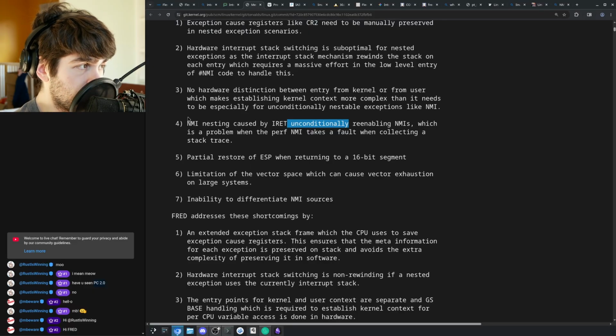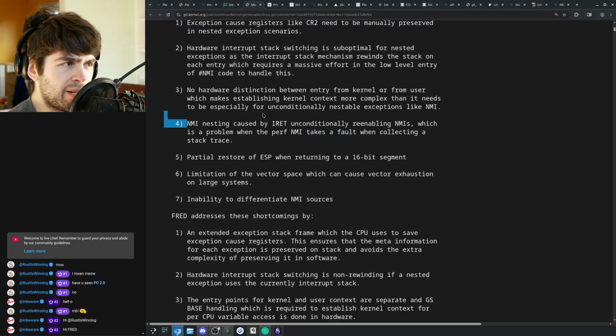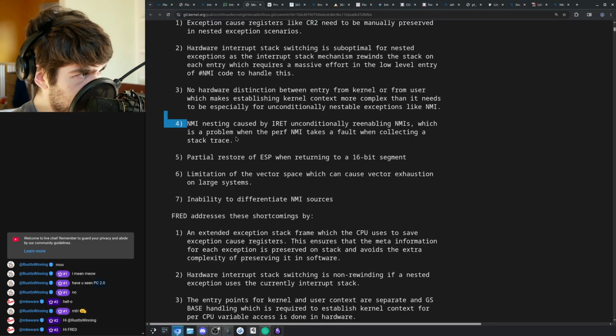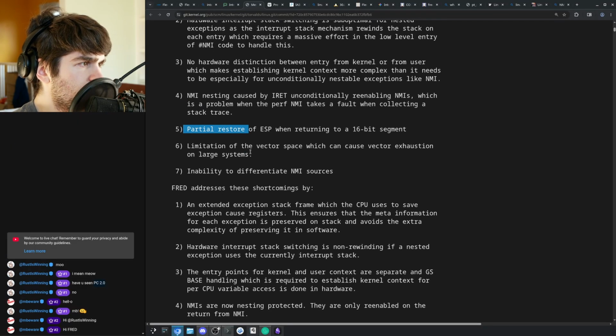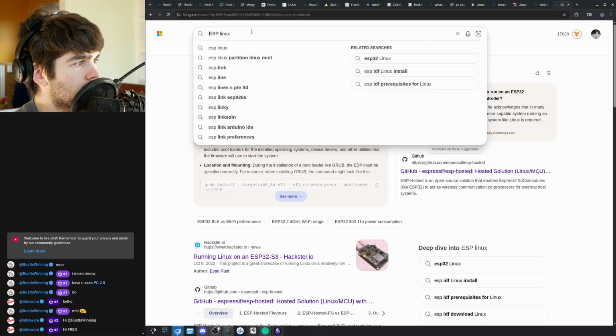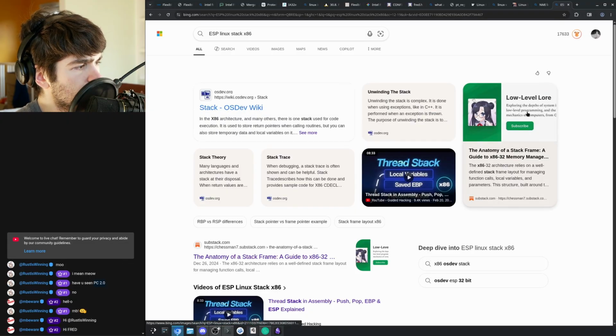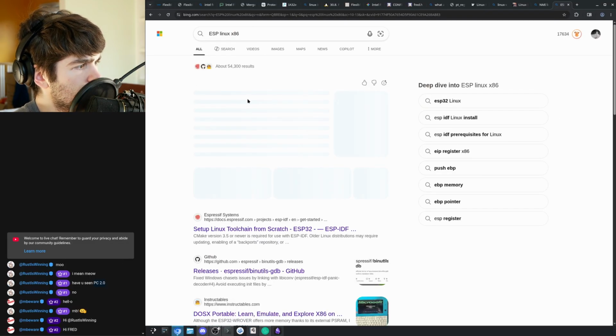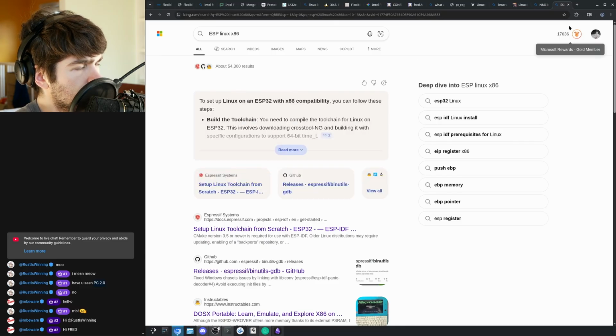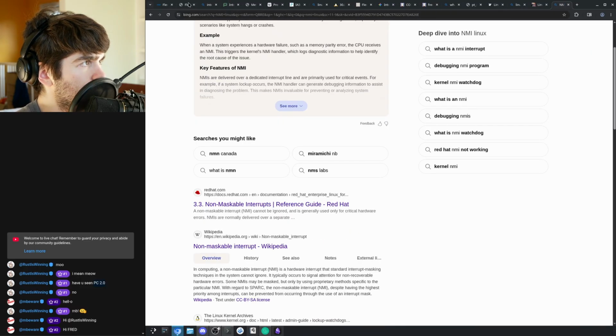I have no idea, which is a problem when the perf NMI takes a fault while collecting a stack trace. That seems specific. Okay, partial restore of ESP when restoring to a 16-bit segment. What does ESP mean? That's definitely not it. All right, I'm not going to find it. Cool.